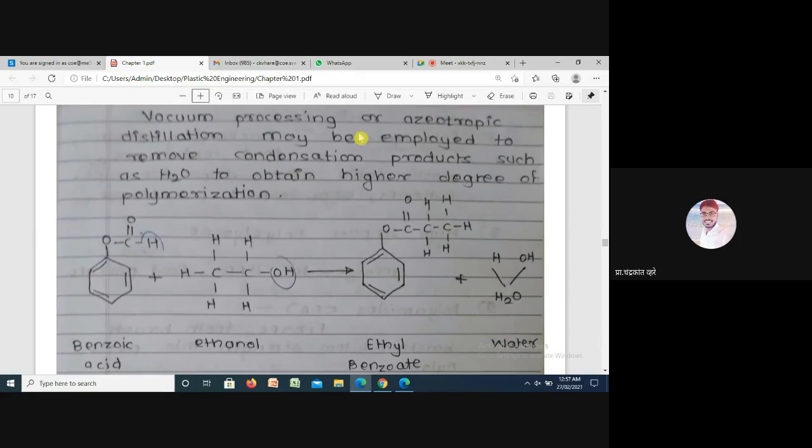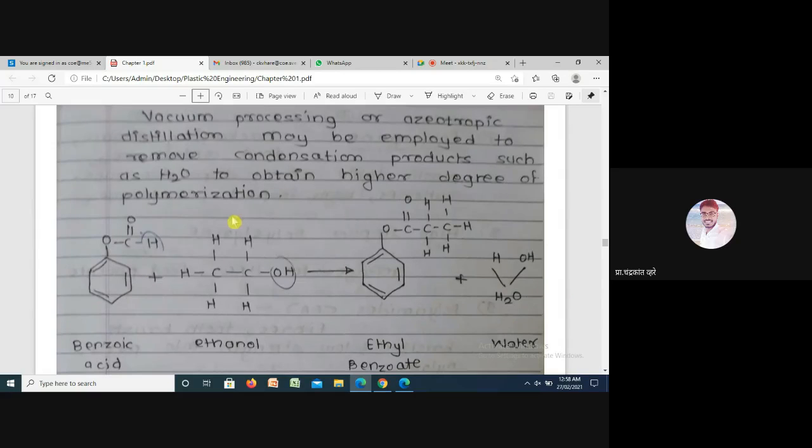Vacuum processing or azeotropic distillation may be employed to remove the condensation product such as H2O to obtain a higher degree of polymerization. Here is the reaction. This is benzoic acid, and we combine it with ethanol. We get ethyl benzoate plus water. You have to remember this reaction.